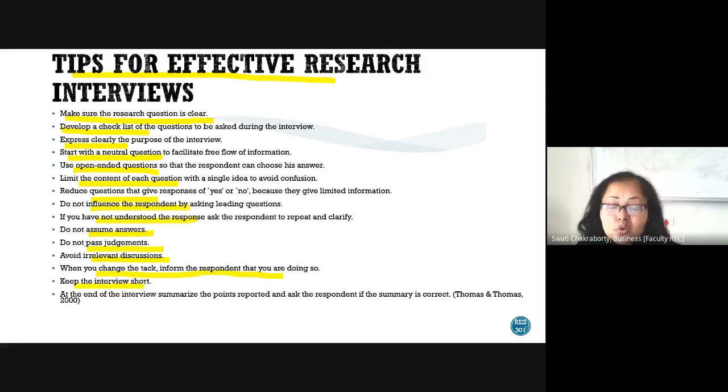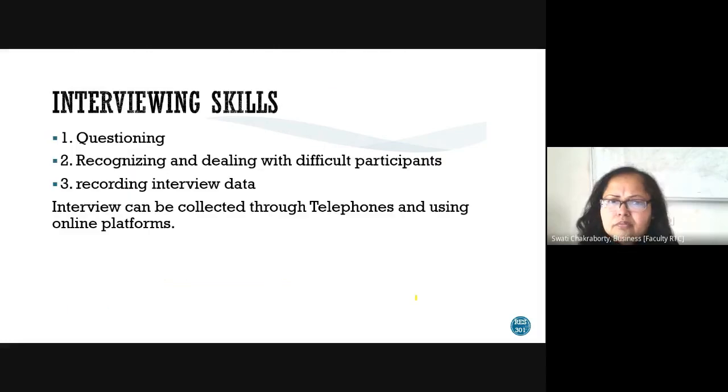Keep the interview short, right? Because otherwise, at some point your respondent will feel that time is a constraint, and they would also get irritated, and they may not answer all your questions. And at the end of the interview, summarize the points that have been told to you by the respondent, and ask the respondent if the summary is correct. So you need to cross check.